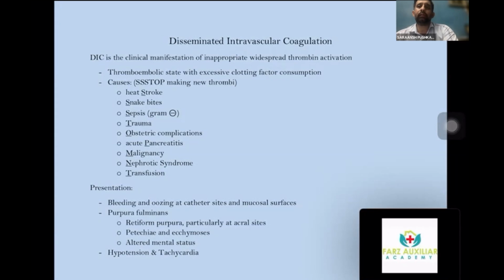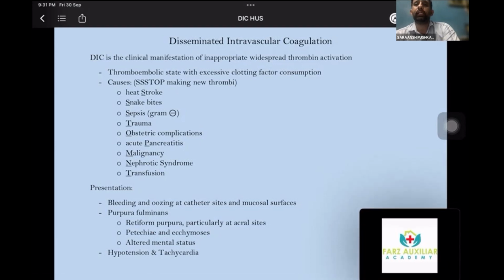There are some very important causes which can be remembered by the mnemonic "stop making new thrombi". In the "stop", it is basically 3 S's. So one is heat stroke, which is very important, and then snake bites, gram-negative septicemia, trauma, obstetric complications like PPH, surgeries, acute pancreatitis, very important, malignancies, acute promyelocytic leukemia, CA pancreas. They are notoriously associated with DIC and its complications, nephrotic syndrome and transfusion syndrome.